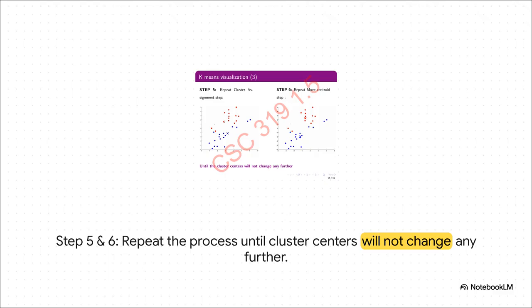The whole process keeps iterating until the centroids just stop moving. When the picture in step 5 looks exactly the same after another round, we say the algorithm has converged. It's found its solution, 2 beautiful, distinct clusters.